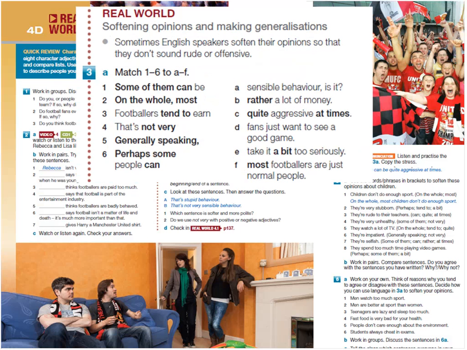And then we move on to the language, which takes out key sentences from the video. And this is the kind of language we're teaching. Things like some of them can be quite aggressive at times. And on the whole, generally speaking, footballers tend to earn rather a lot of money. So these phrases in bold soften your opinions, so people don't sound rude or offensive. It's very useful language to teach intermediate students, so they don't sound too dogmatic when they speak in English. So we focus on the language there.